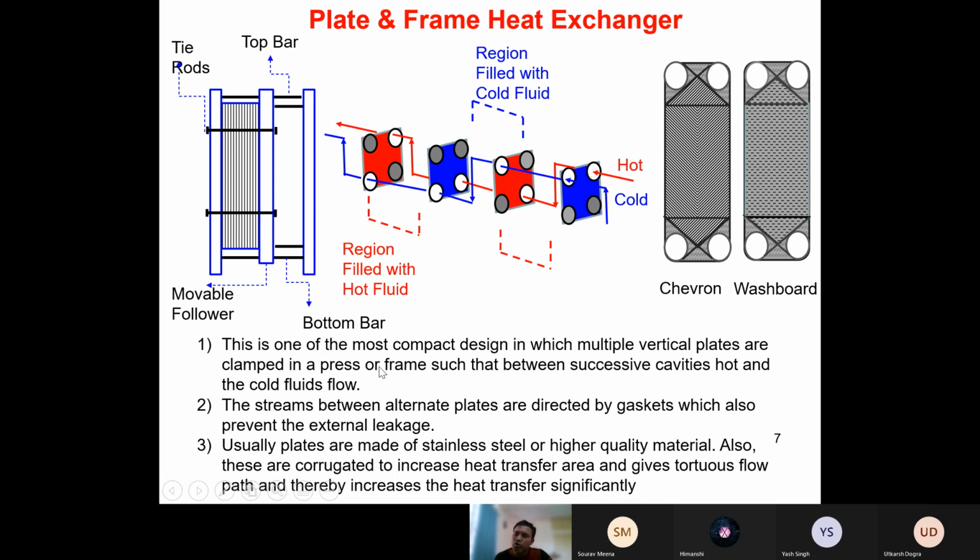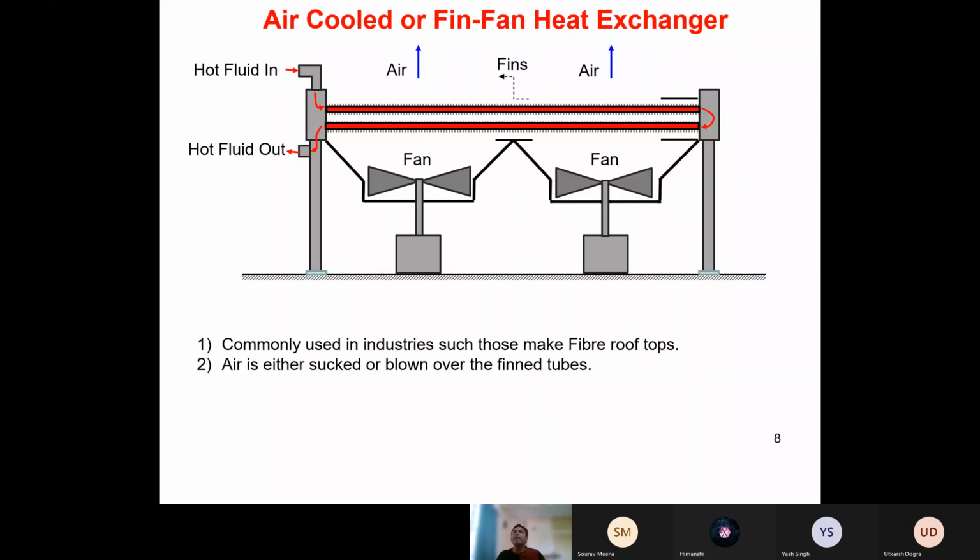Okay, so you can see that whatever discussion we had is written here. This is one of the most compact designs in which multiple vertical plates are clamped in a press or frame such that between successive cavities hot and cold fluid flows. The streams between alternate plates are directed by gaskets, which are also used for preventing external leakage. Again, these plates are made up of stainless steel or higher quality material. Also, these could be corrugated as shown here. Okay, so because of this corrugation, the fluid flows in a tortuous path, which increases the rate of heat transfer significantly.